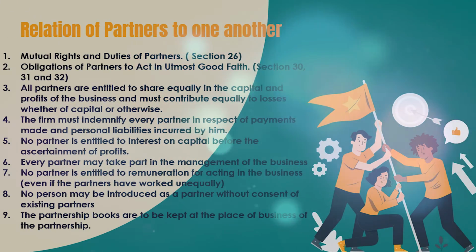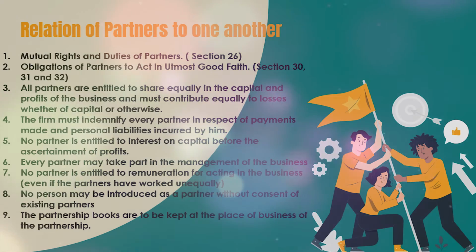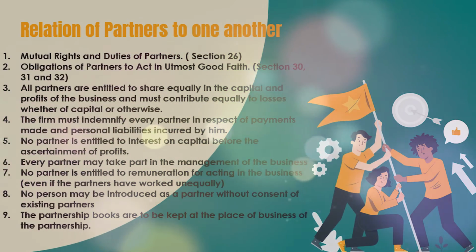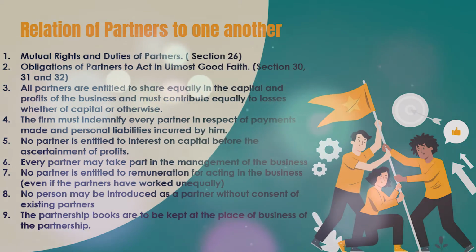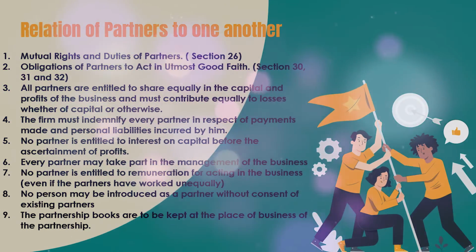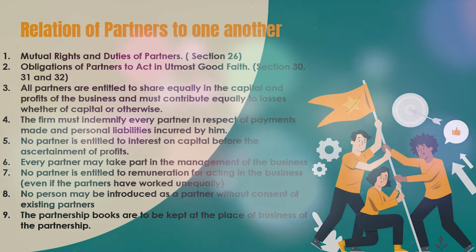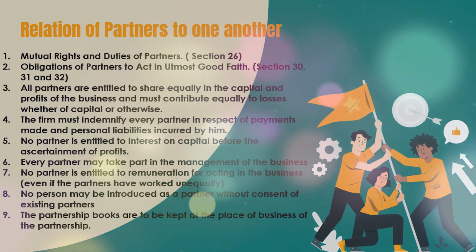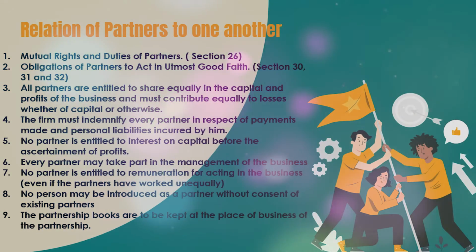The relation of partners to one another. Mutual rights and duties of partners are explained in Section 26. The obligations of partners to act in utmost good faith are explained in Sections 30, 31, and 32. All partners are entitled to share equally in the capital and profits of the business and must contribute equally to losses, whether of capital or otherwise.